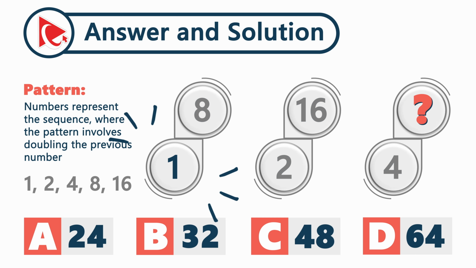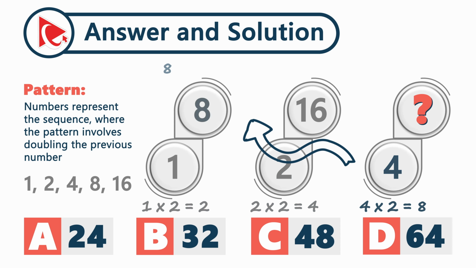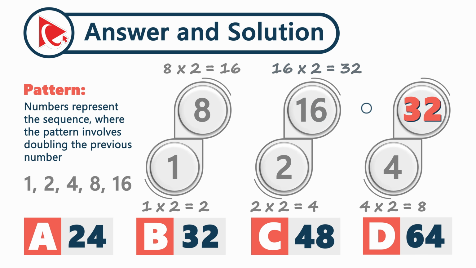Let's start with the number 1. 1 multiplied by 2 is 2. As we continue, 2 multiplied by 2 is 4. 4 multiplied by 2 is 8. 8 multiplied by 2 is 16. And you know what time it is now, don't you? It's the magic time to calculate the missing number. 16 multiplied by 2 equals 32. So the correct answer here is choice B, 32.